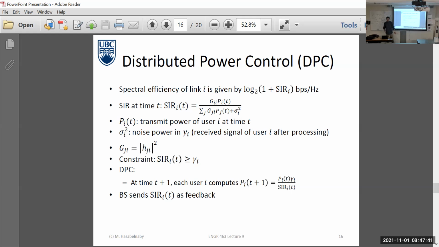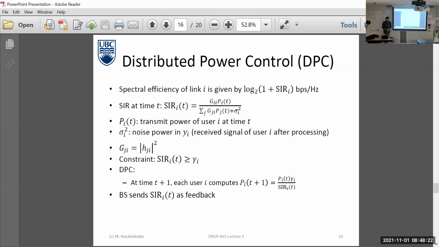Okay. After that, before the start of the second time slot, the base station will tell you to adjust your power by the ratio of the required signal to interference and noise ratio divided by the achievable signal to interference and noise ratio at time slot t. Based on this ratio, we will define the transmitted power at time slot t plus 1, and this will be your transmitted power.